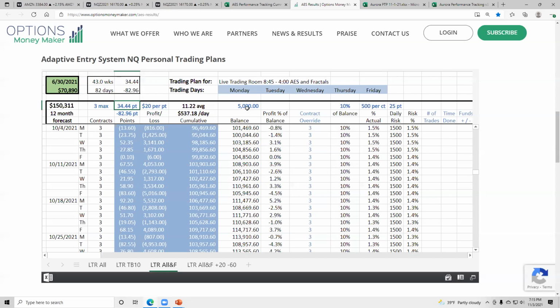So starting with $5,000 in this account, and assuming that we never trade more than 3 contracts, because all of the numbers that I have just given you off of the performance is based on a single contract, and we're willing to graduate up to 3 contracts, the personal trading plan is going to increment up to your maximum number of contracts.